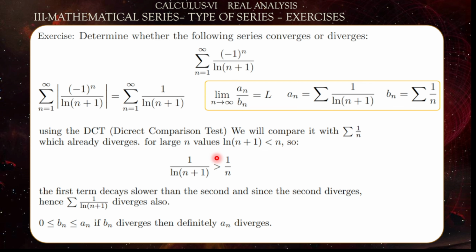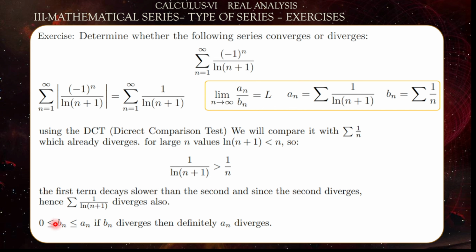Remember the DCT, or direct comparison test. So the first term decays slower than the second. And since the second diverges, because this is a well-known series, 1 divided by n to the power of p with p equal 1, so 1 over n strictly diverges. We know that it does. Now, since this one diverges, and 1 divided by ln of (n+1) is bigger than this series, it definitely diverges.